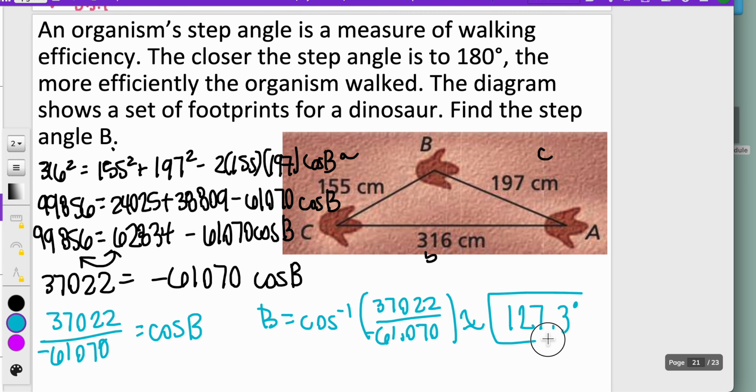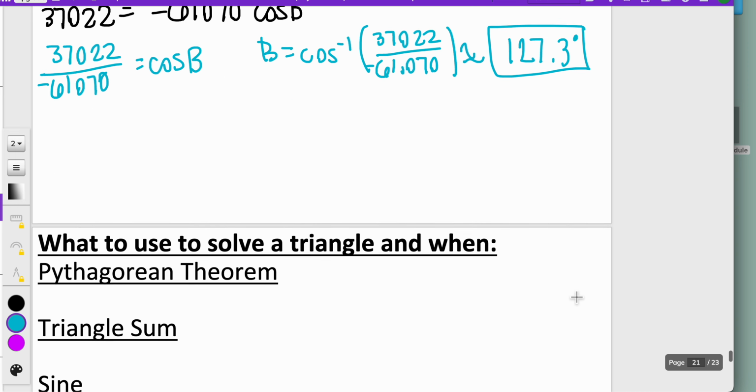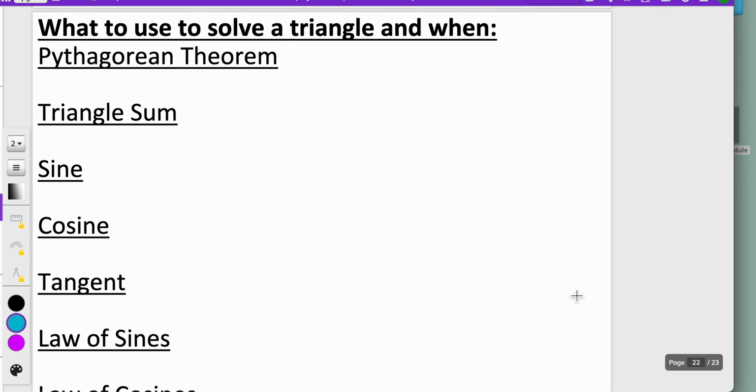127.3 degrees. So this statement was saying an organism's step angle is a measure of walking efficiency. So the closer to 180, the more efficiently the organism is when walking. This is a dinosaur, probably a large dinosaur, and you can tell because it's a little bit closer to 180, it's more efficiently walking, whereas if it was not as close to 180, it wouldn't be as efficient. Okay. All right, just to recap everything.